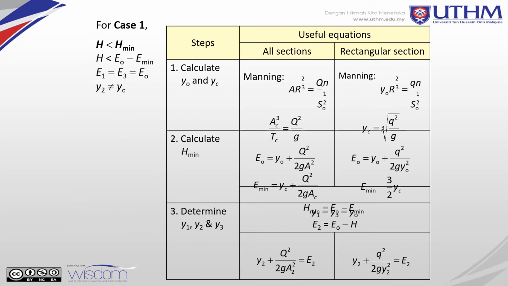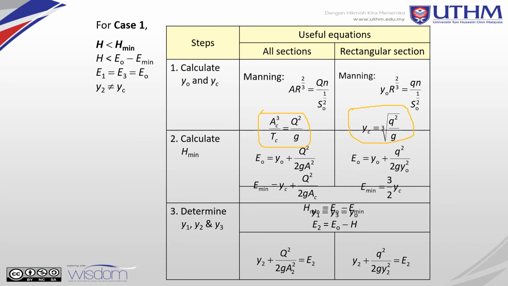Just the useful equations that you use for case 1 to calculate Y0 and YC. You use the Manning equation for all sections, and when there is a rectangular section, you use the Manning equation here. For rectangular you can directly use YC, but for all sections you use this one. Use this equation, YC is this one.